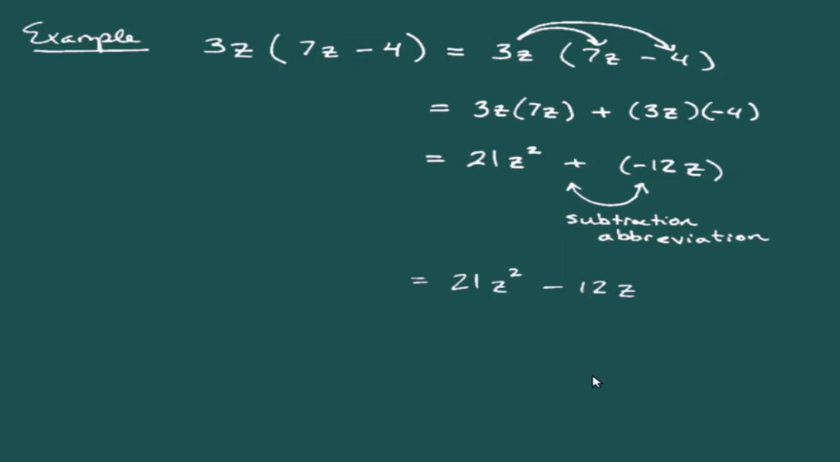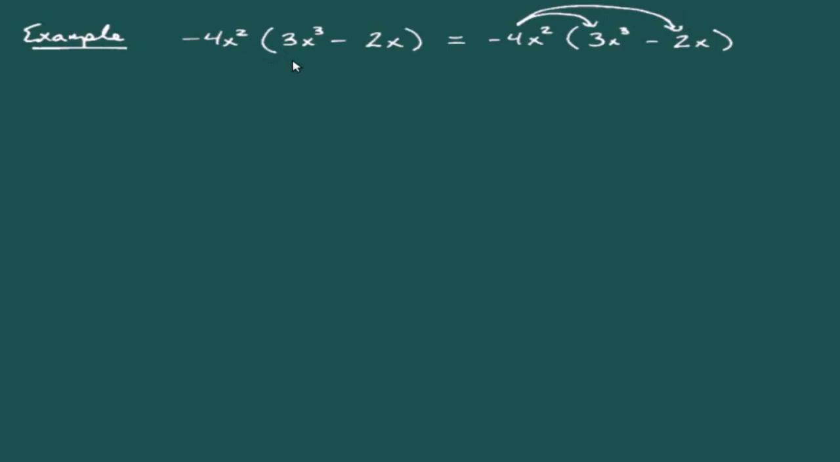So again, kind of another one of those examples. Suppose that we have a -4x squared times the quantity 3x cubed minus 2x. Well, applying the distributive property, the -4x squared is going to get distributed to the 3x cubed, and it's going to get distributed to the -2x. So that we would have -4x squared times 3x cubed plus the -4x squared times the -2x.